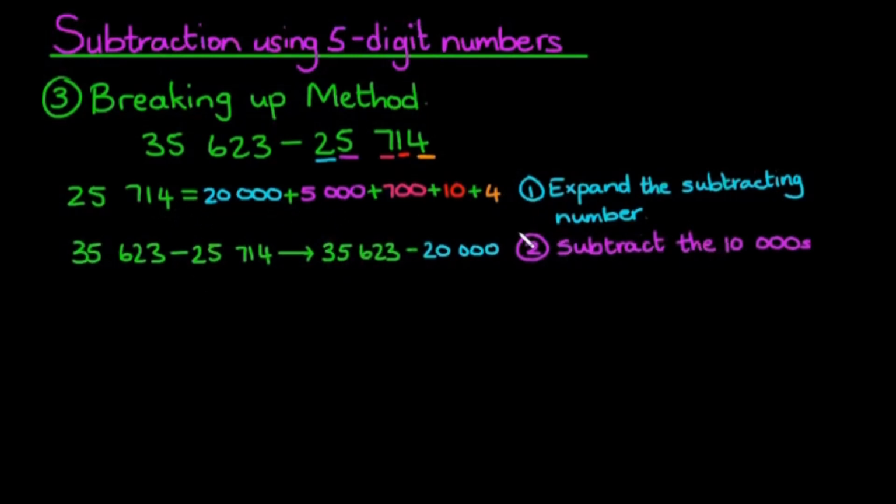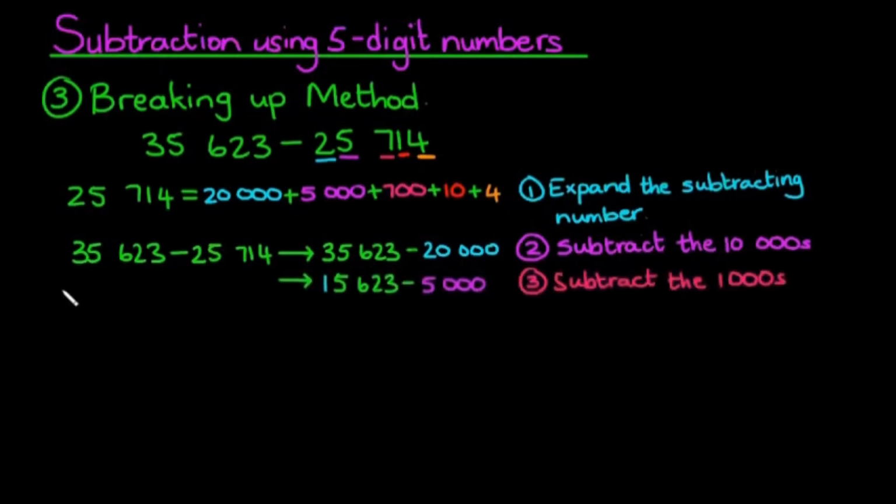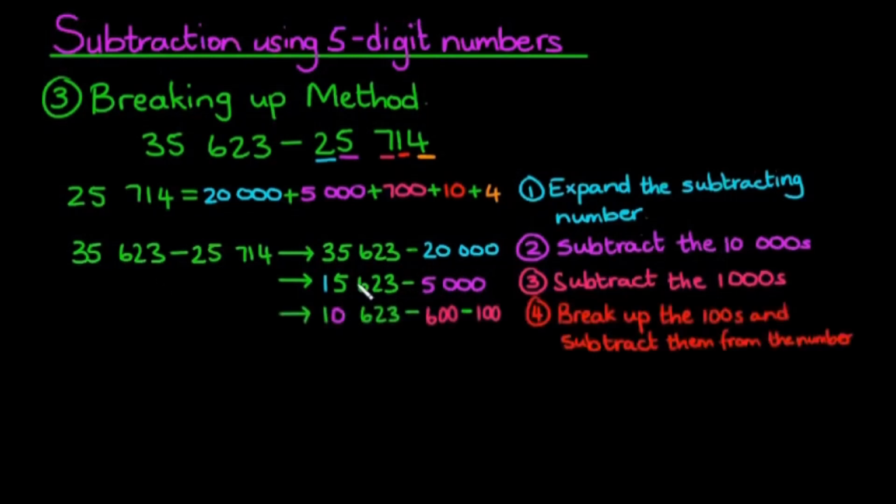The next part of the sum that we need to do is we need to take our 35,623 and subtract the 10,000s from this number. This will give us an answer of 15,623. The next thing that we need to subtract is the 5,000s. So I need to subtract the 5,000 from this. This will give me an answer of 10,623.